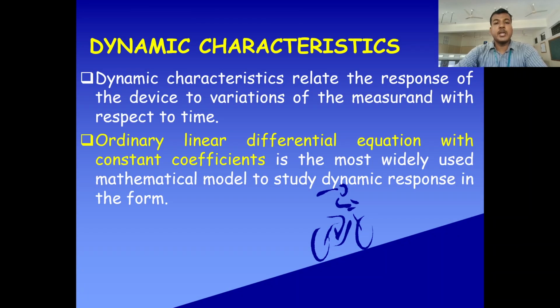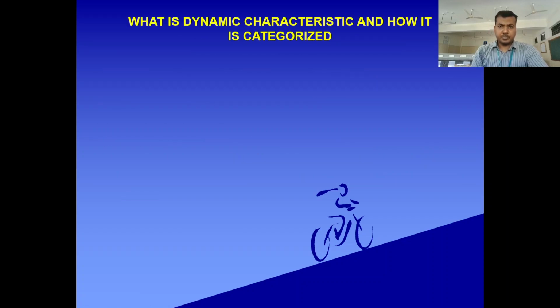So how are we going to measure the dynamic characteristics? Dynamic characteristics relate the response of the device to the variations of the measurement with respect to time. An ordinary linear differential equation with constant coefficients is the most widely used mathematical model to study the dynamic response. So what is dynamic characteristics and how is it characterized?